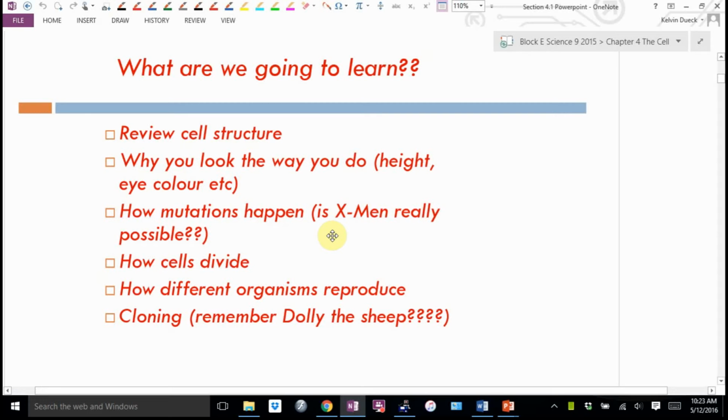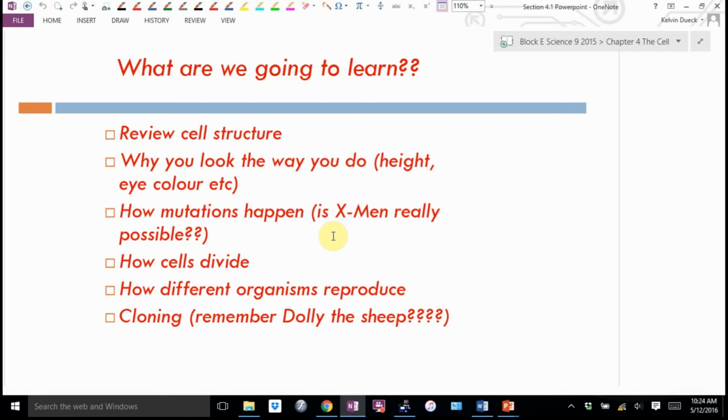We're going to be reviewing the cell structure that you learned from Science 8. We're going to be talking about why you look the way you do, why Cole is tall, why some of you are not. We'll look at why you have the hair color that you do, why you are a mishmash, not just of your parents, but of your grandparents and aunts and uncles.